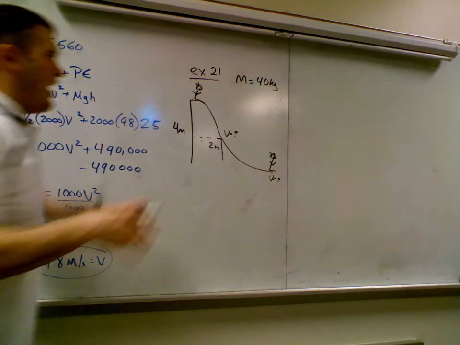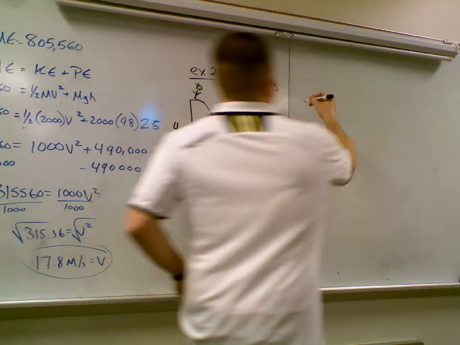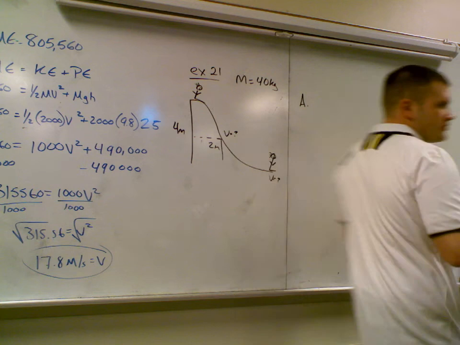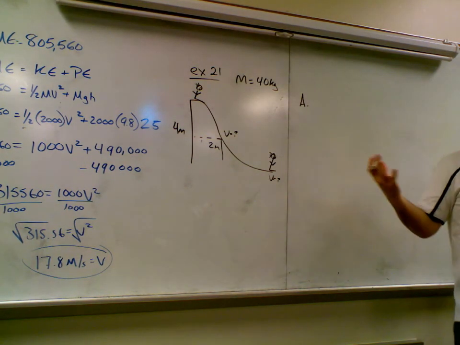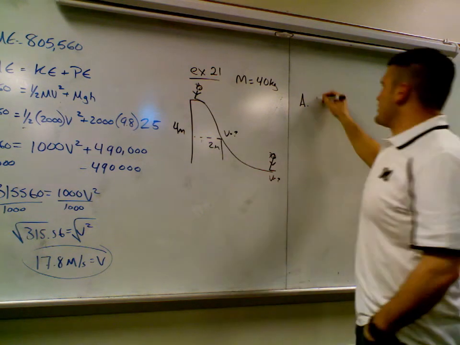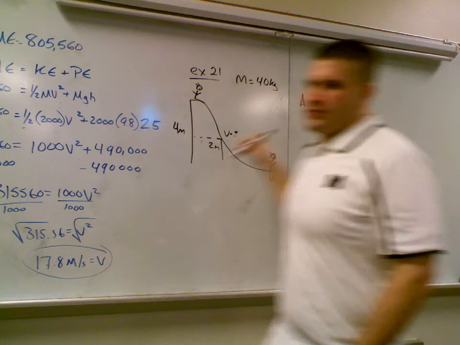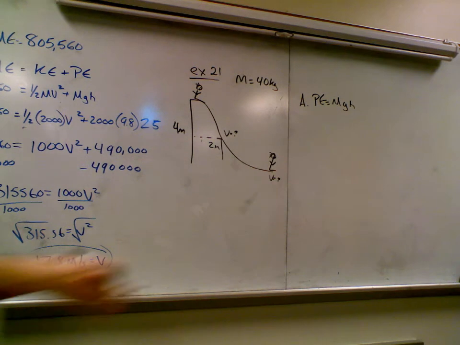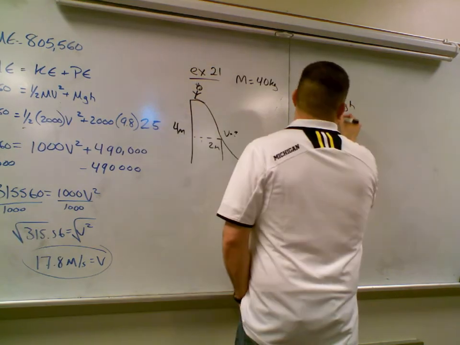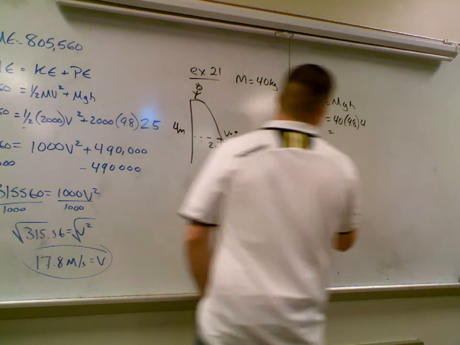So when we're up here at the top, what type of energy do we have? Potential, right? Do we have any kinetic yet? No, because they're not moving yet. They're just hanging out. So at the top, we know that PE equals mgh. What's m? 40. What's g? 9.8. What's h? 4. So 40 times 9.8 times 4. What does that equal?